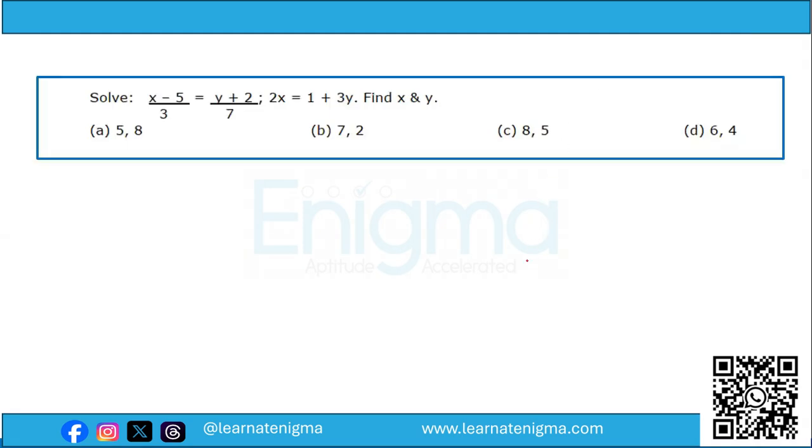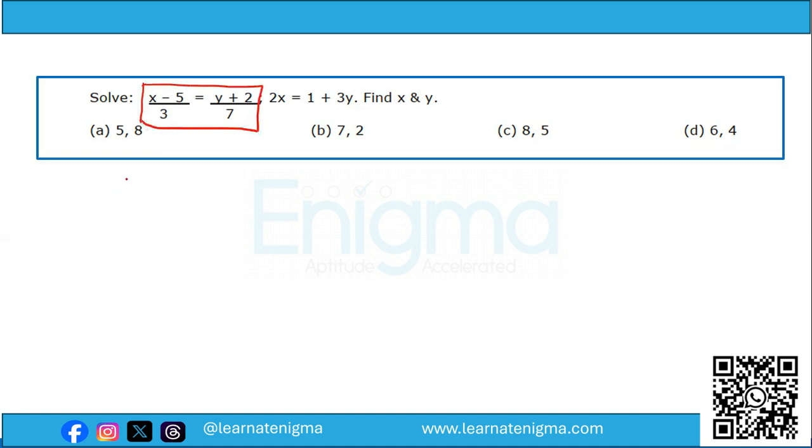Solve (x − 5)/3 = (y + 2)/7 and 2x = 1 + 3y. We have to find the value of x and y. Now, let's cross multiply and solve this part.